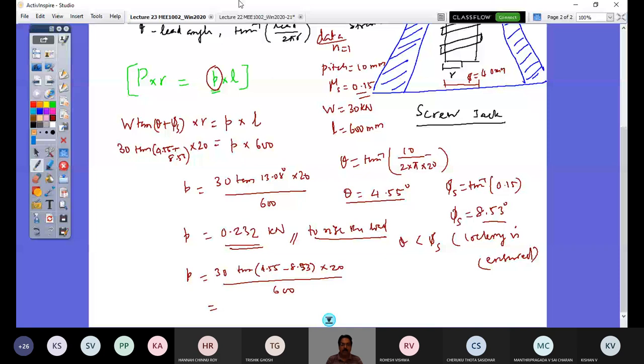4.55 minus 8.53. Shift it and minus answer. Is it 5 minus theta or theta minus 5 that we have in the formula? Can you just check what it is that we derived? Theta minus 5 maybe. No, not maybe. You just look at last class, what expression we derived.